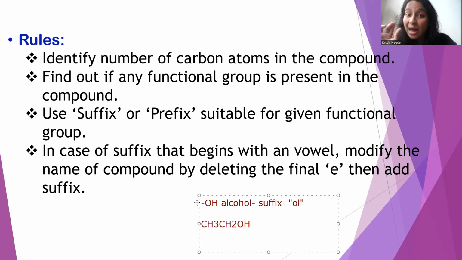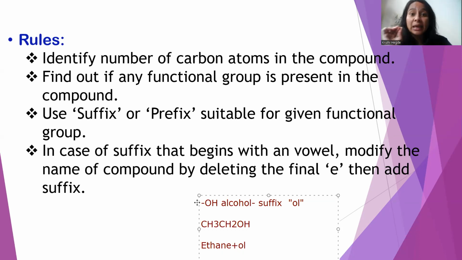So, if the carbon atom is 2 in number, its name starts with E. It starts with E. In CH3CH2OH, there is no double bond between carbon atoms. If a double bond is not there, then its name will be ethane. Plus there is a functional group and that functional group is OH, alcohol, which will be added as the suffix OL.